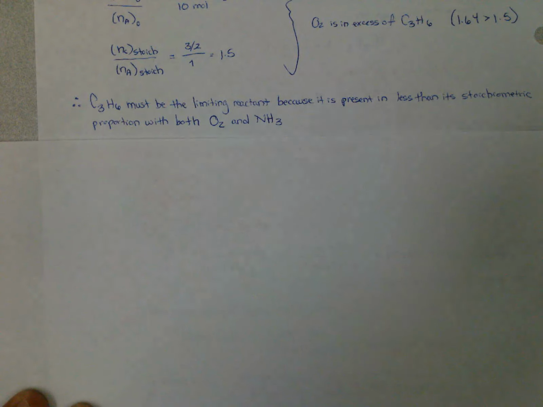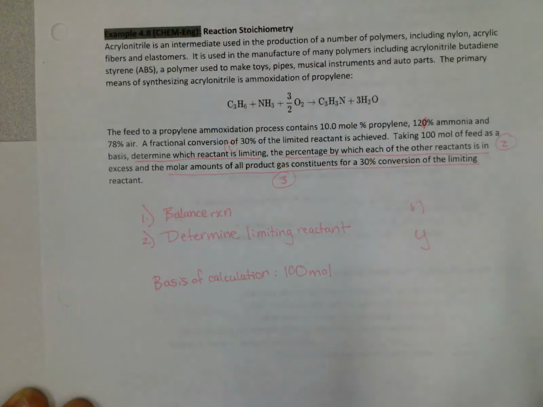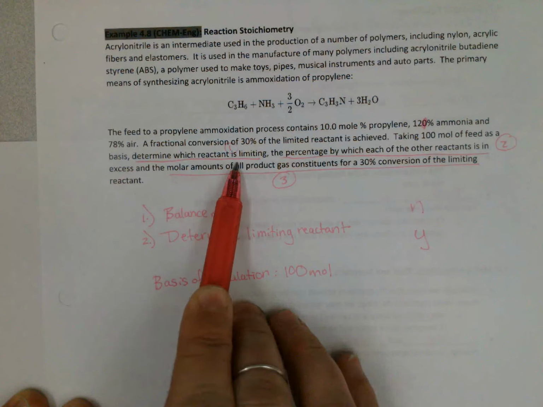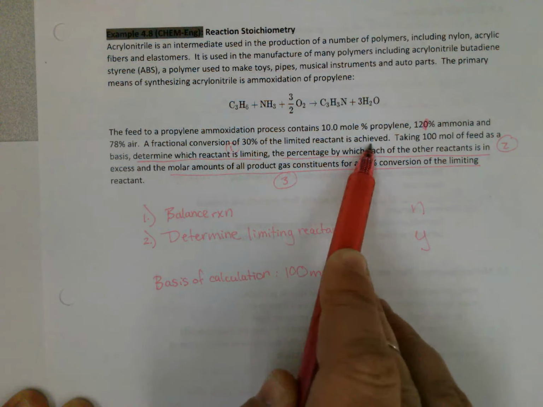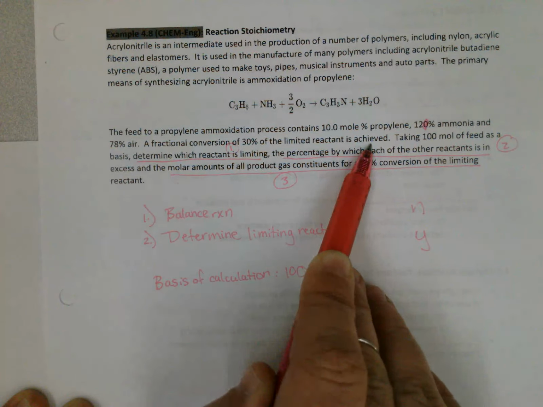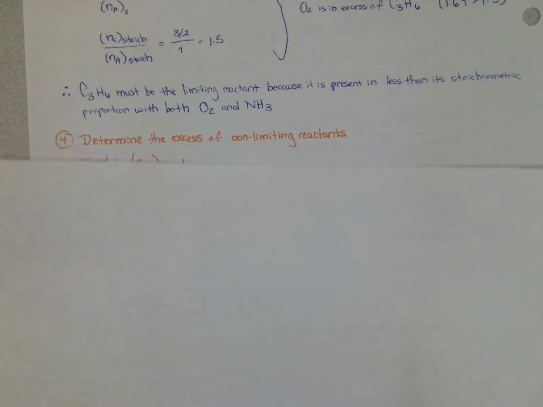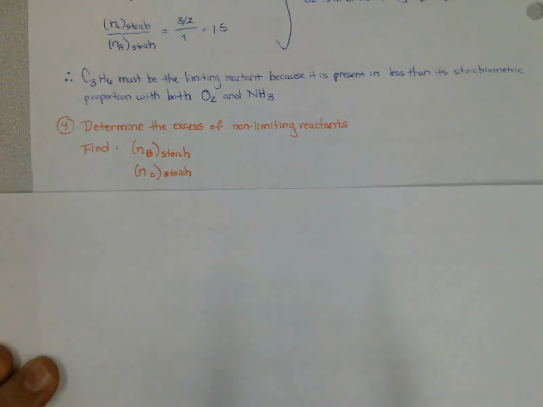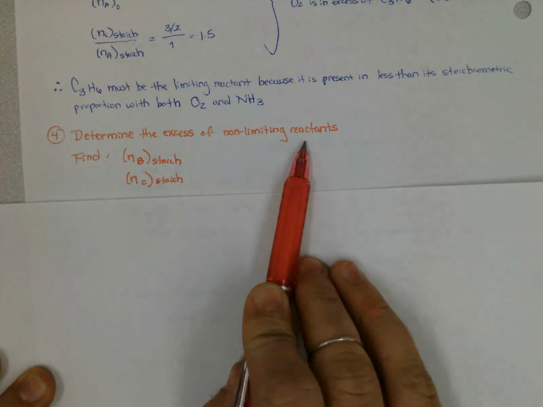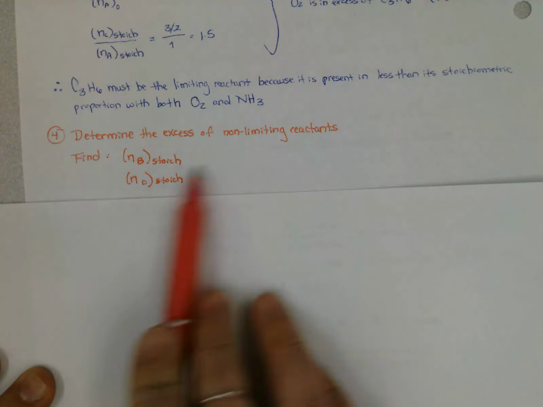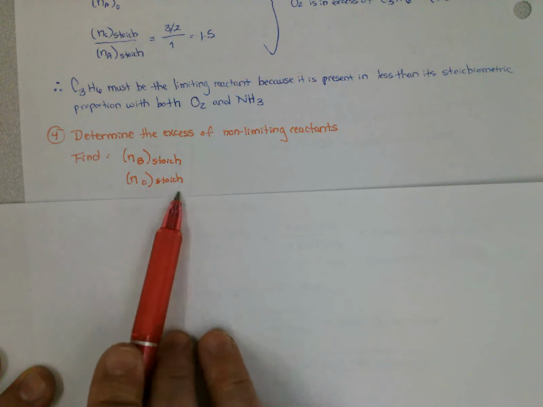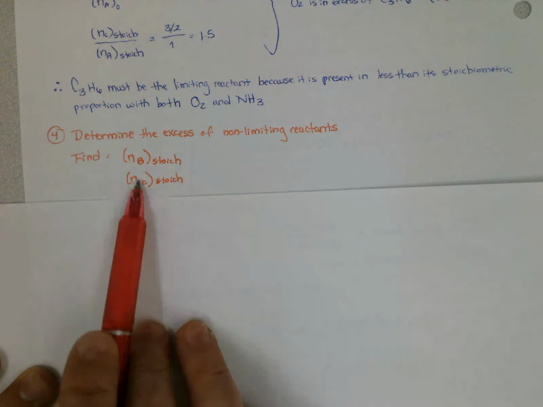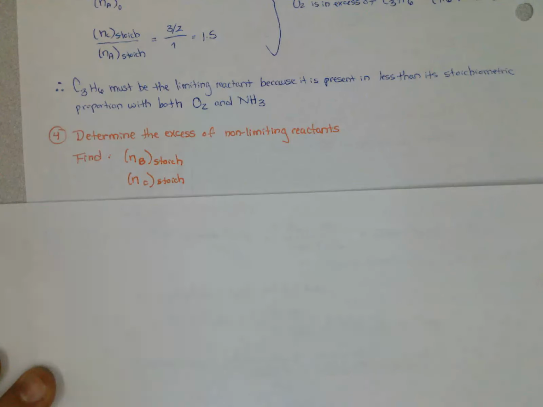If you remember back in our problem statement, we need to know what's reacting and what's the limiting reactant, because we have a fractional conversion of the limiting reactant. So you have to know which one it is before you can use this 30%. All right, let's keep moving. We're going to want to determine the excess of the non-limiting reactants. That's part of what we need to do for this problem. So we're going to need to find stoichiometric ratios and numbers related to both B and C, what's coming into the system.